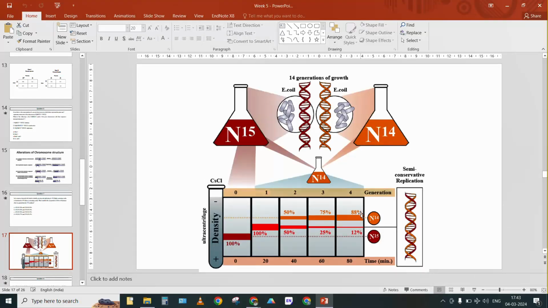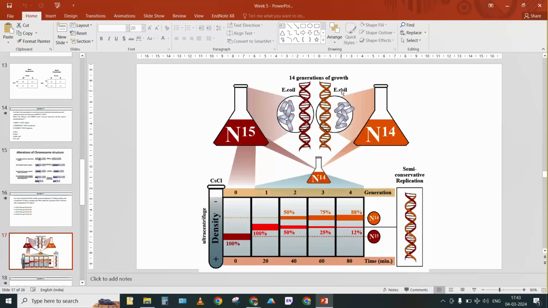Initially the bacterial cell is growing and replicating its DNA in a medium containing the lighter isotope, nitrogen 14. This means that the nitrogen atoms incorporated into the DNA molecule are predominantly of the 14N isotope. Here the spelling of E. coli is wrong, just ignore it. That's E. coli, C-O-L-I. They've mistaken it for coil. No worries, just ignore that mistake.